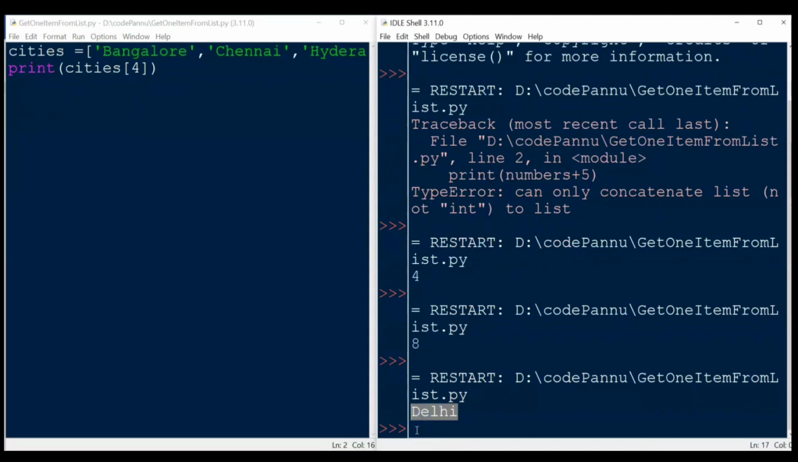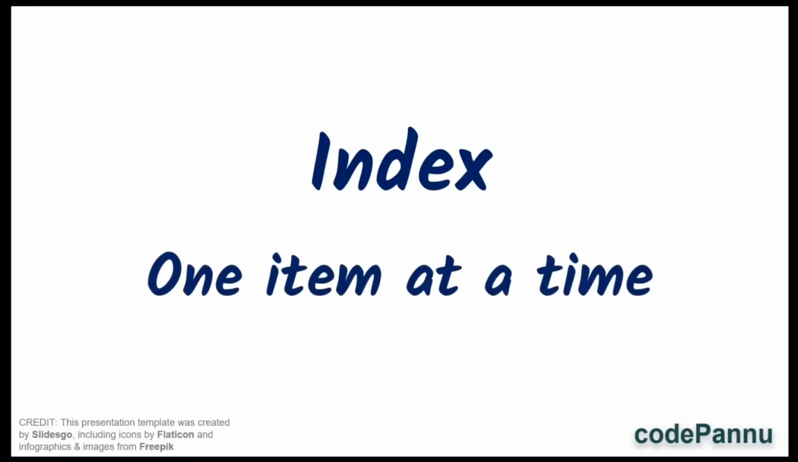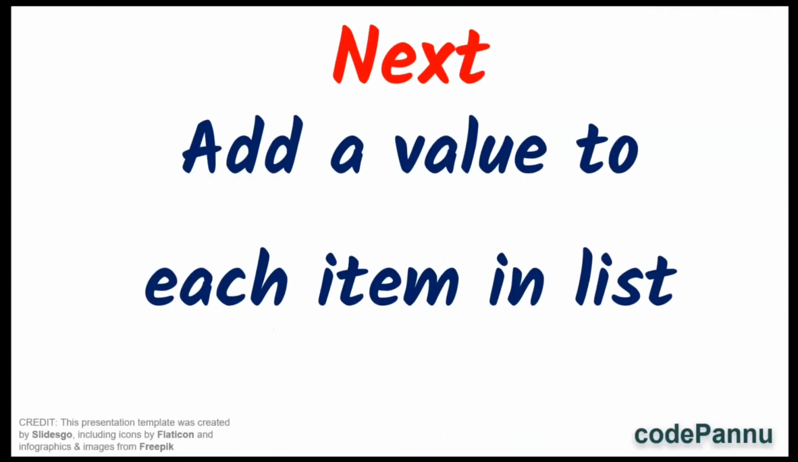So, in this video, we saw how to use the index number to take one item at a time and print it. In the next video, we will see how to add a value to each item in the list.